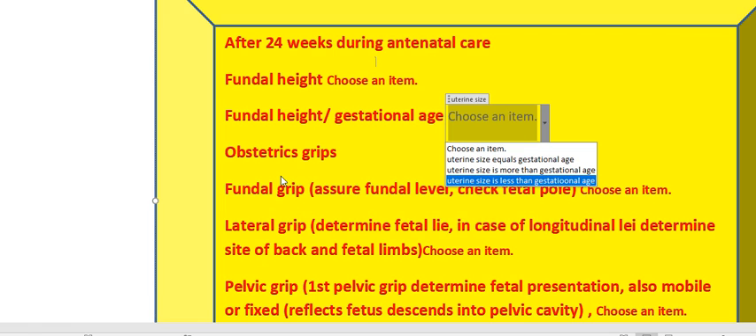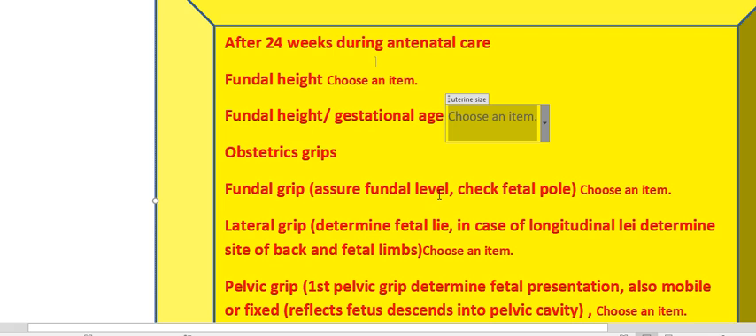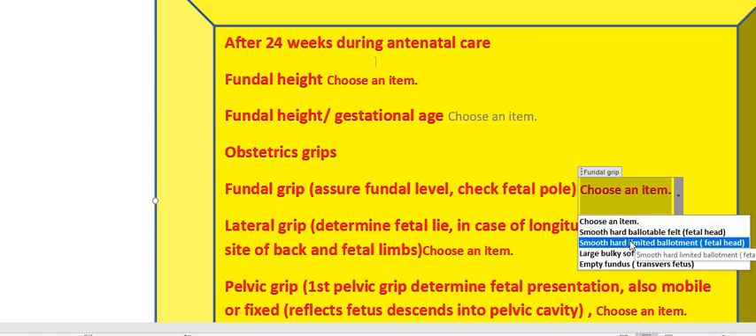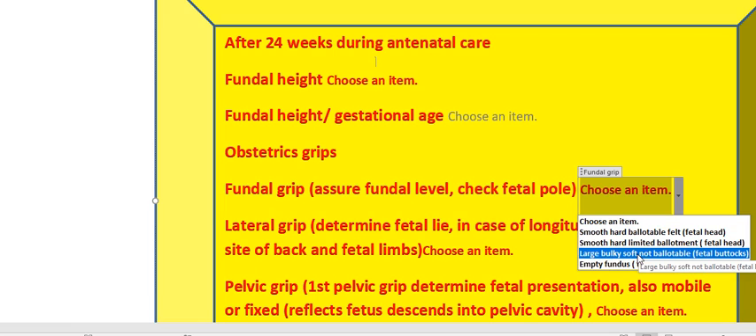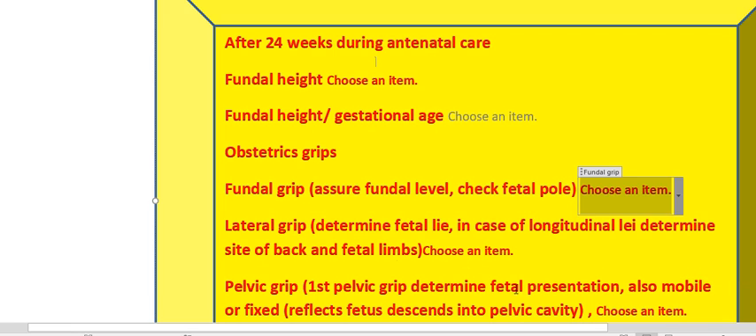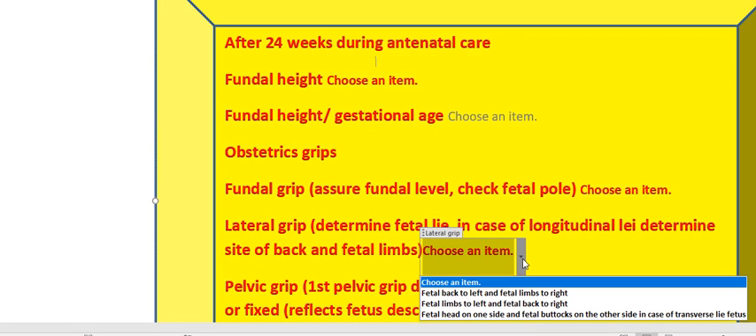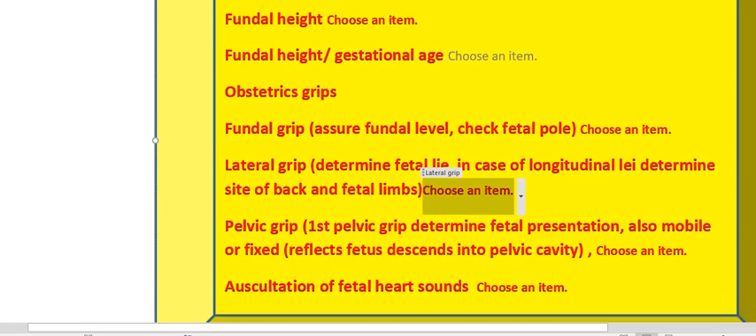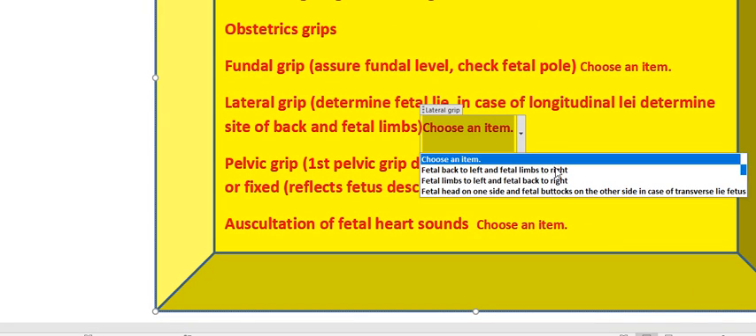Then we are going to do the obstetric grips. The fundal grip assesses the fundal level and checks the fetal pole. If the fetal pole is smooth and hard, it is a ballotable fetal head, or a limited ballotable fetal head in case of flank breech, or soft, large bulge, not ballotable, or empty uterus in case of transverse lie. Then we do the umbilical or lateral grip to determine the back of the fetus or the number of fetuses, and also in case of transverse lie, which is the buttocks and which is the fetal head.